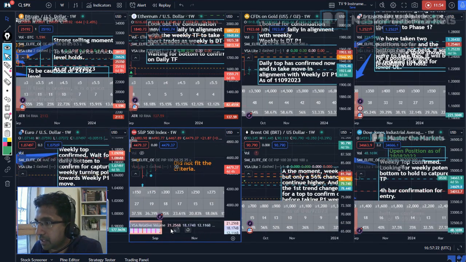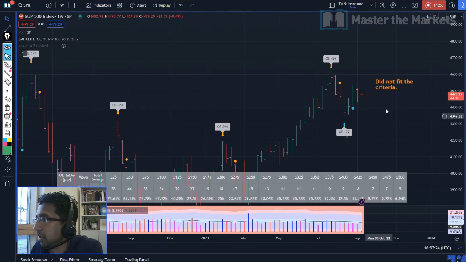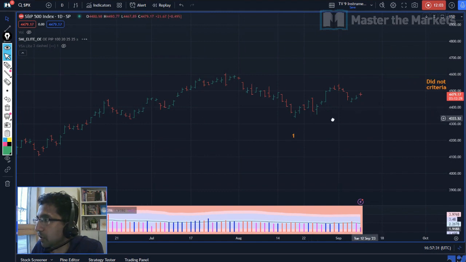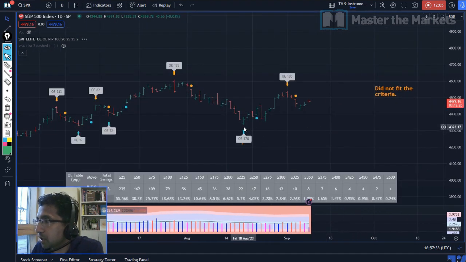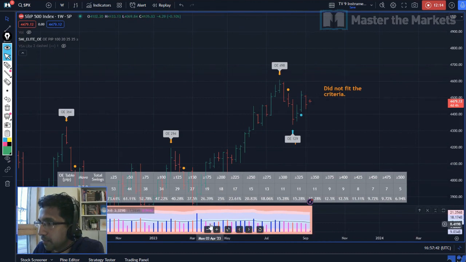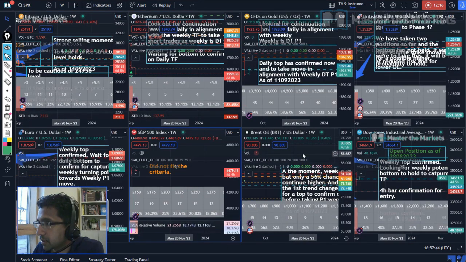In terms of S&P, from the last one, it did not fit the criteria to basically take a trade on this, right? Because the first one already turned, we usually will take a look at it from the second bottom onwards. So that's why we didn't take that one over there, traders. So we'll leave that as it is.